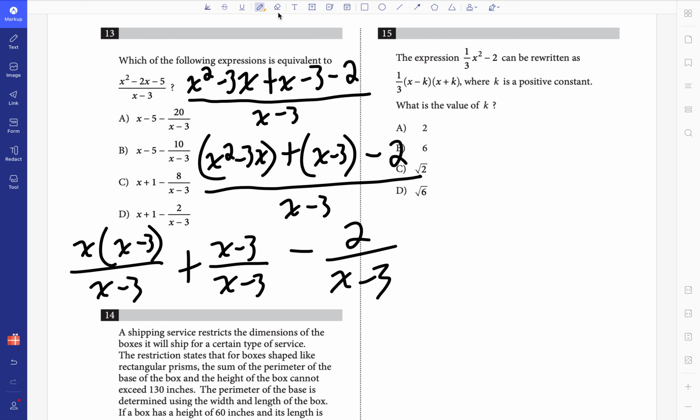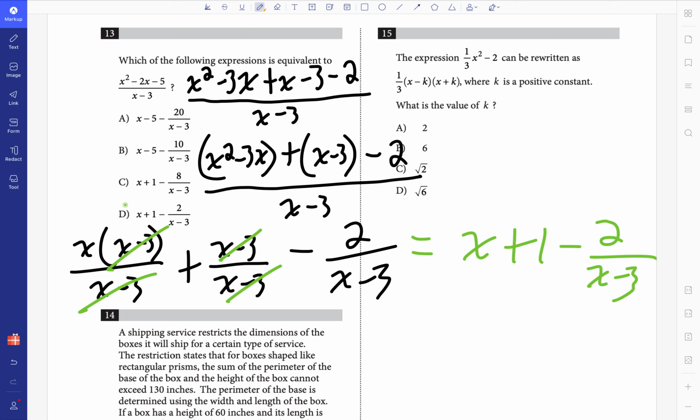Now, let's bring out the color. Let's use green for cancellation. These cancel, and this doesn't cancel. So I'm left with x plus 1, because x minus 3 over x minus 3 is 1, minus 2 over x minus 3.